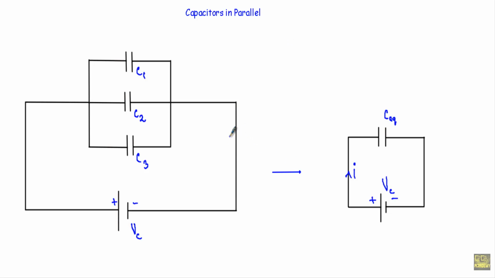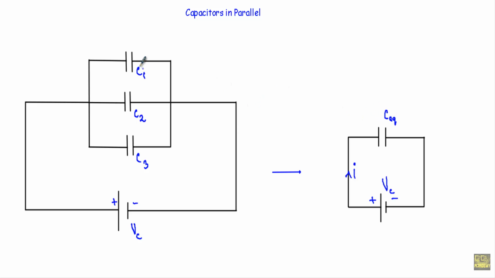In this video, I will talk about the topic capacitors in parallel. Here, I will derive a formula to replace the three capacitors connected in parallel with a single capacitor. That means this single capacitor will be the equivalent capacitance of the three parallel capacitors C1, C2 and C3. So here I will derive the formula of this C equivalent so that you can easily replace several parallel capacitors with a single capacitor.